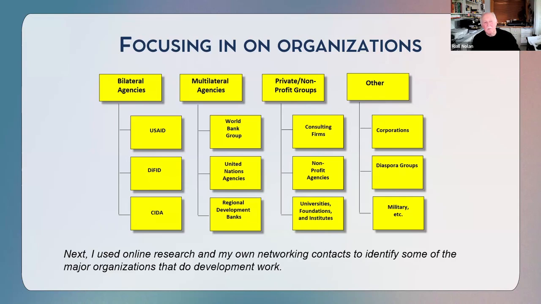But this is how development organizations are put together on a global scale. You have bilateral agencies which belong to countries. So USAID is the American one, DFID is the British one, CIDA is the Canadian one, and we could go on, there are others. Multilateral agencies are composed of more than one country, and we know these from the World Bank Group, for example, the UN agencies or the regional development banks.